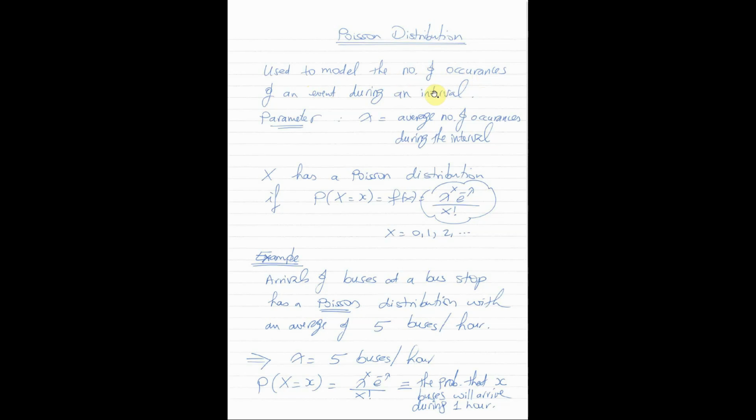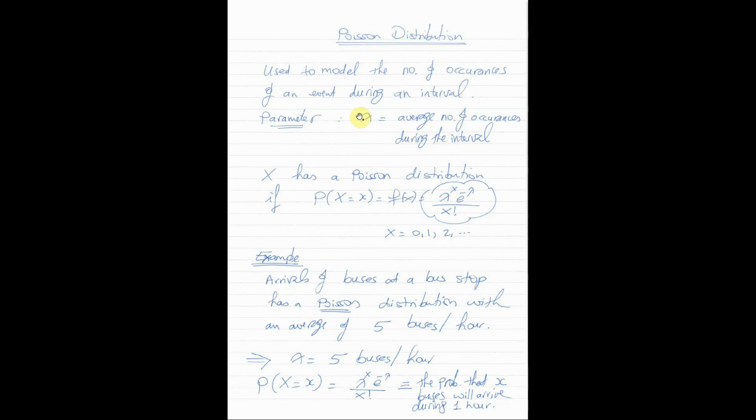The interval does not have to be time. It could be an interval in space, like if we're reading one page of our book and we notice that in this page, typos or errors occur at random. So if we need to model the number of errors or typos that occur in the interval of one page, again, we use the Poisson distribution to model this.